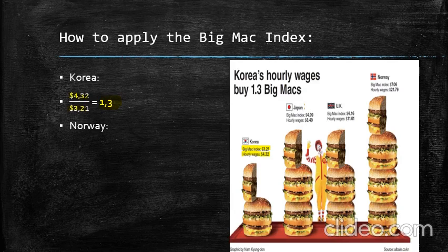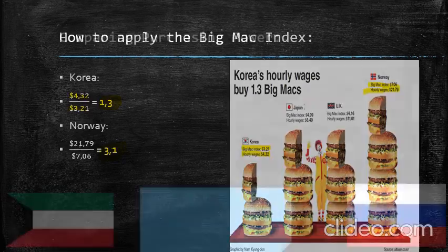In Norway, if we do the same thing and we use the information that was given to us about Norway, hourly wages over the Big Mac Index, we get a total of 3,1. So that means for every hour's wages, they can buy 3,1 Big Macs. What that means in this case is that in terms of the Big Mac Index, the cost of living in Norway would be better, because with the money you are getting, you are actually able to buy more Big Macs. They use the Big Mac because McDonald's is a global brand and a lot of countries have these stores.